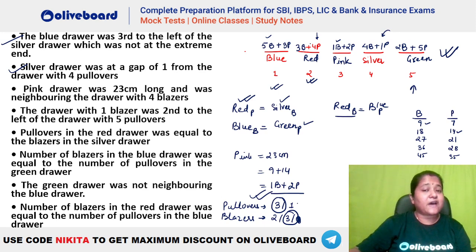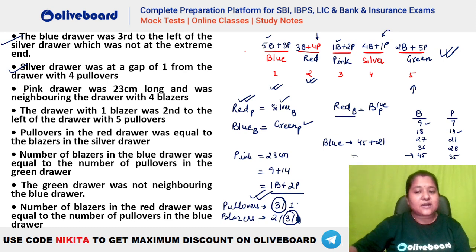And if you have to find the length of these things, you can absolutely find it out. Let's say if we have to find the length of blue here, right? We know that this is 5 blazers. That means we have 45 in here. So the value of blue should be 45 plus the number of pullovers, that is 3 pullovers, that is your 21. So that means we will have 66 in here, right? 5 plus 1 and 4 plus 2. So this is going to be 66 centimeter.